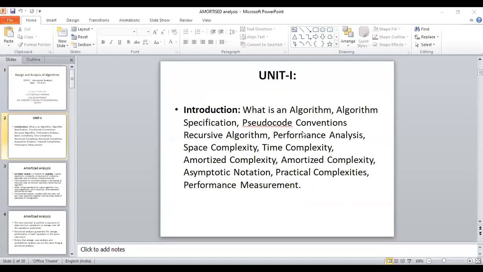Already explained in our design and analysis of algorithms, the topics covered are what is an algorithm, the specification of algorithm, pseudocode conventions, recursive algorithm, performance analysis, space complexity, time complexity. All these topics are already covered in the previous classes. Now the topic is amortized complexity.